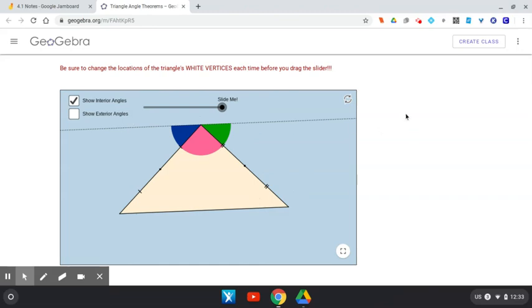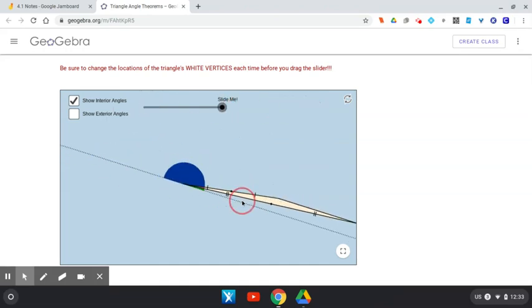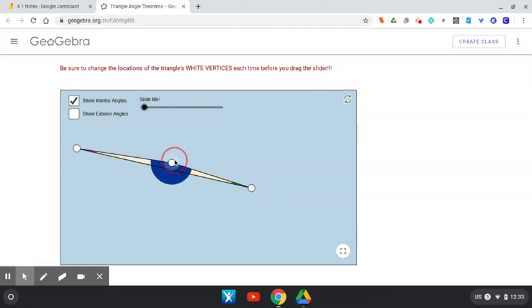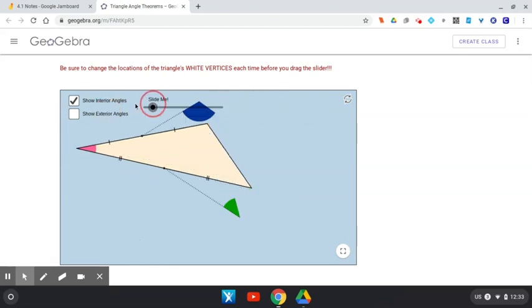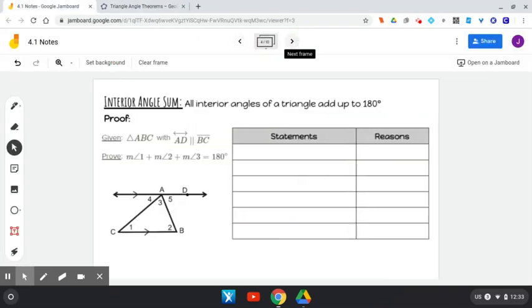In terms of the measurement, how do we measure the degree of a line? So it's a straight line. So it's 180. No matter how I move these triangles, how crazy the triangles look, it ends up making this straight dotted line that we can see. So my inside angles of a triangle equal 180 degrees. That is a theorem, the interior angle sum. All interior angles of a triangle add up to 180.